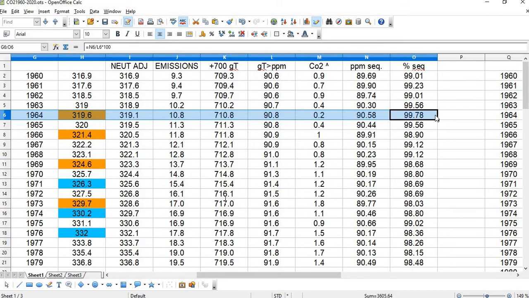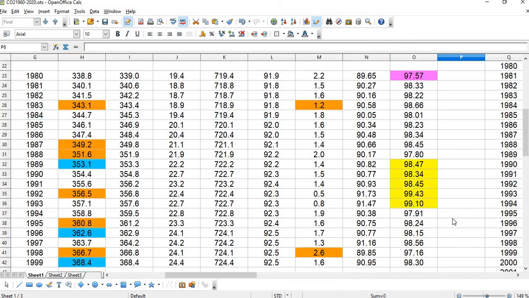Okay, I know it's complicated. I'm trying to explain my calculations as best I can. So I did the same again from 1980 to 1999. I've got a few bits highlighted there, and I'll show you my reasoning for that at the end.